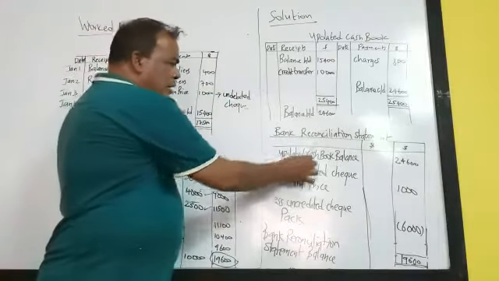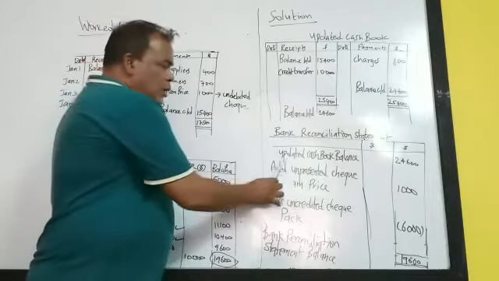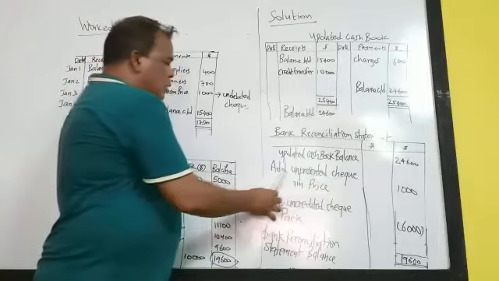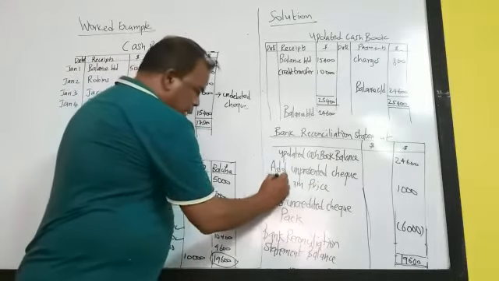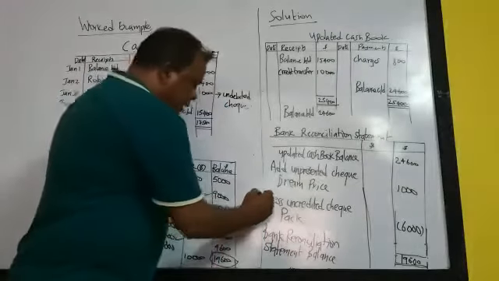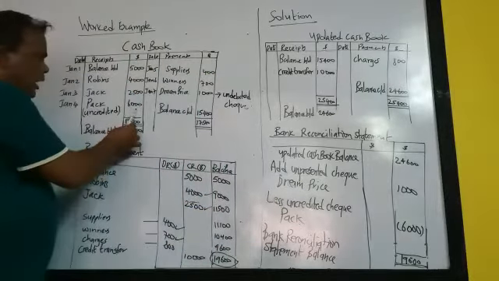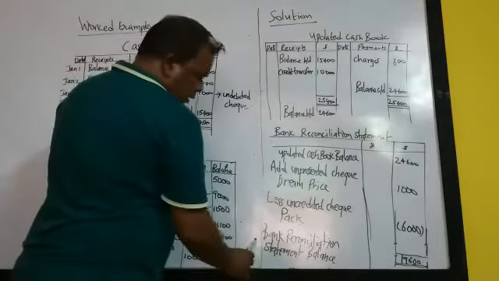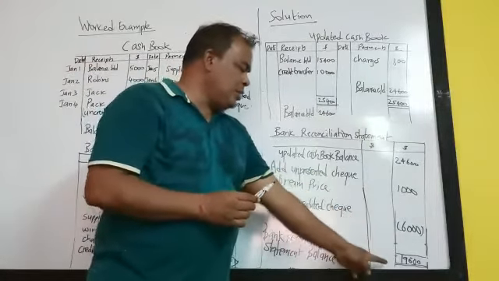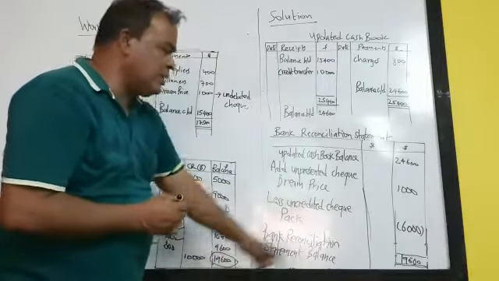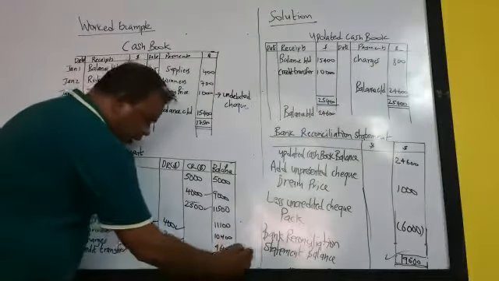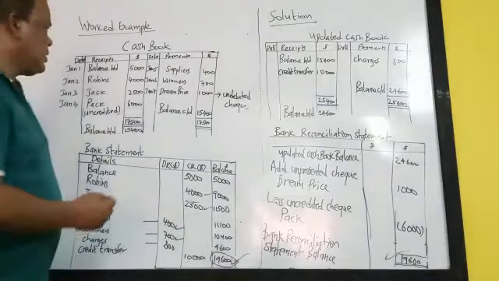Now we are going to prepare the bank reconciliation statement. We will start with updated cash book balance 24,600. Add unpresented check, what we call undebited check, 1,000, and less uncredited check, 6,000. So 24,600, we add 1,000 and less 6,000, this will give us bank statement balance 19,600. Therefore this balance tallies now, 19,600, and here we have 19,600. So this is a worked example.